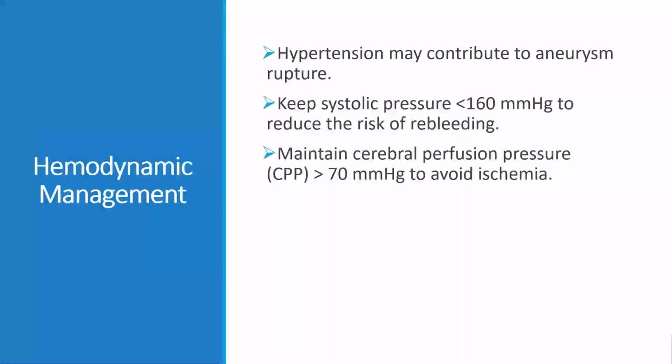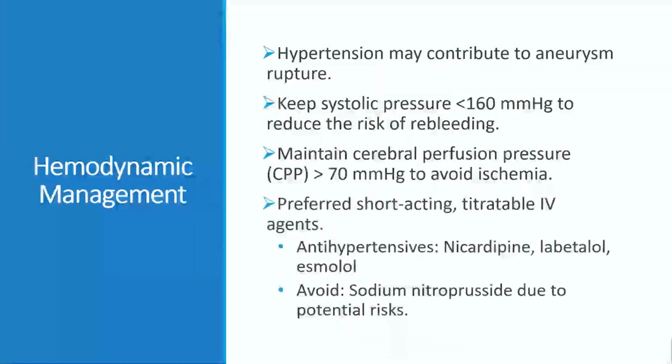These are the same things that we have to keep systolic pressure under 160 to reduce the risk of bleeding. It is according to AHA guideline, which was published in 2012. Now in 2023, they again reshowed this that we have to keep this systolic pressure less than 160 and we have to maintain the cerebral perfusion pressure more than 70 millimeter of mercury to avoid ischemia. Preferred short acting titratable IV agents like antihypertensive, nicardipine, labetalol, esmolol, and avoid nitroprusside due to potential risk.